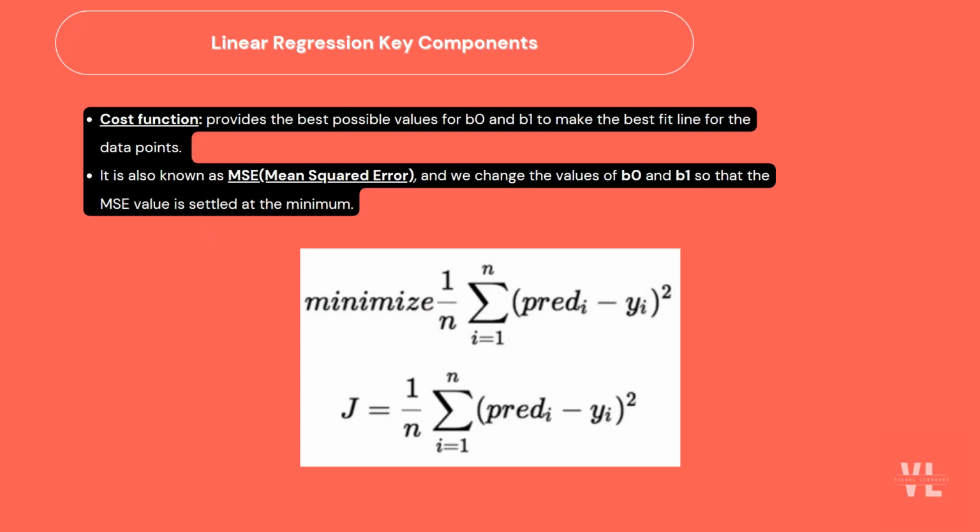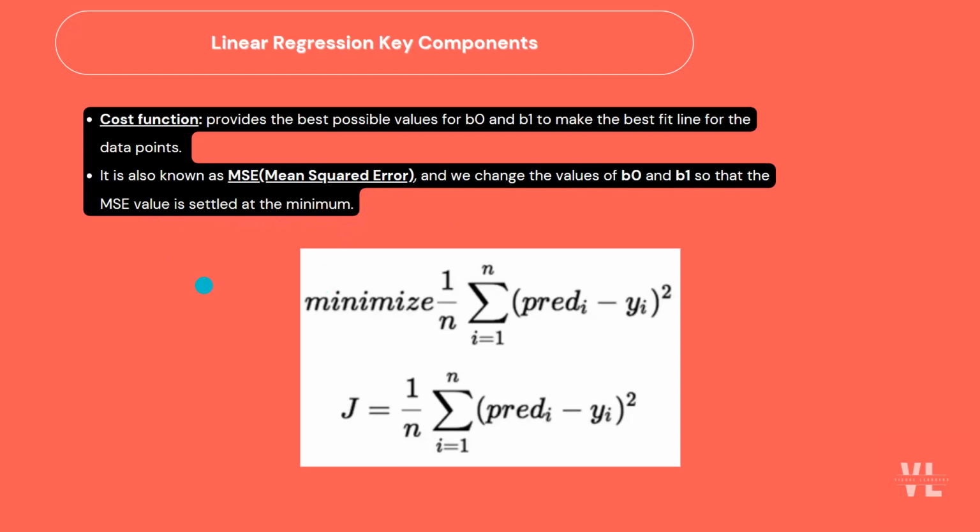Another term that we use for a linear regression model is a cost function. We have discussed this in detail in the previous video, but let's just summarize what kind of cost functions we use in order to solve linear regression problems. The cost function provides us with the best possible values for the parameters b0 and b1 to make the best fit line for the data points. It is also known as the mean squared error, and we change the values of b0 and b1 so that the mean squared error value is settled at the minimum.